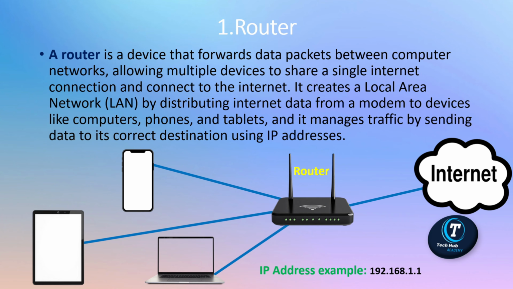An IP address, also known as the Internet Protocol address, is a unique numerical label assigned to devices on a computer network, such as the Internet, that serves two main functions: identification and location addressing. Routers also help manage network traffic so data doesn't collide.